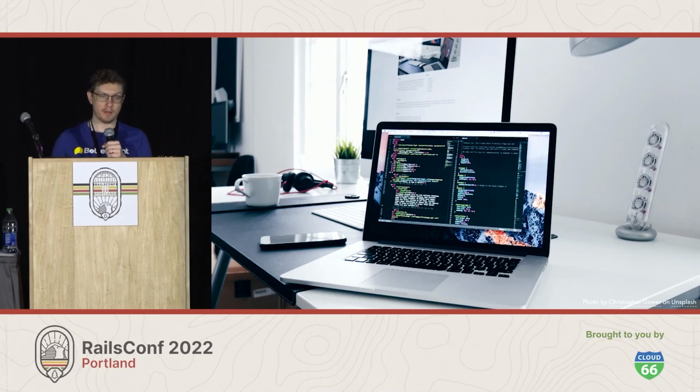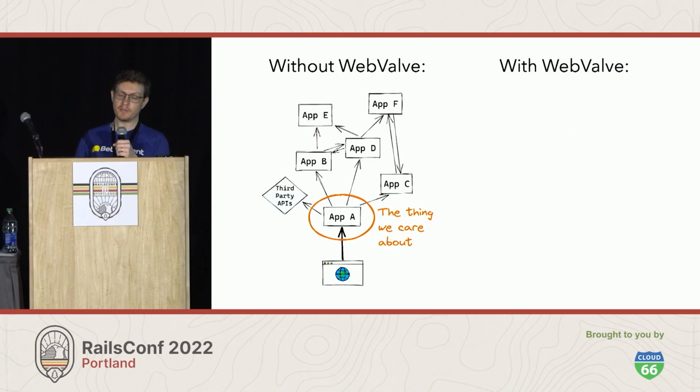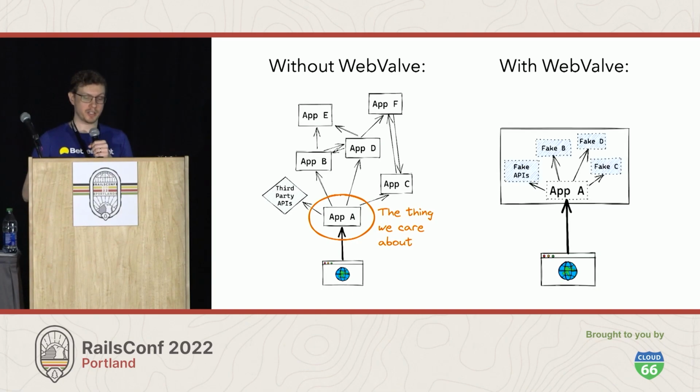And so when we develop apps locally, we use a tool called WebValve. And what WebValve lets us do is define fake versions of all of our collaborating services, and it will automatically route all web traffic to those fakes. So it's actually built on top of WebMock and Sinatra, if you're familiar with those Ruby gems. And so instead of running an entire cluster of applications locally and connecting to external sandbox APIs and that kind of thing, we have a set of fakes which actually run inside the Ruby process itself.